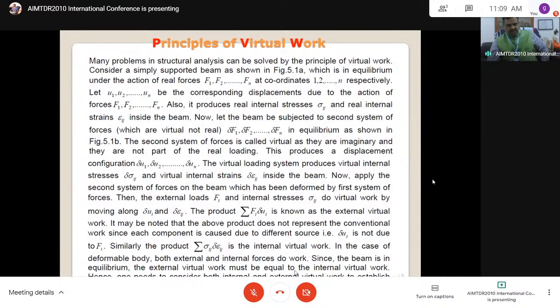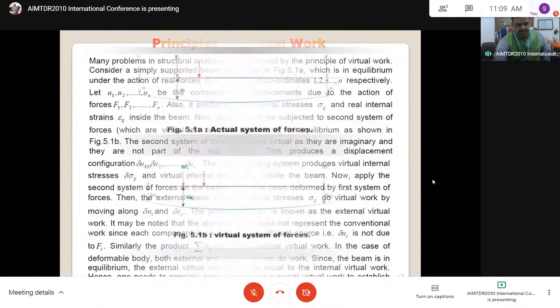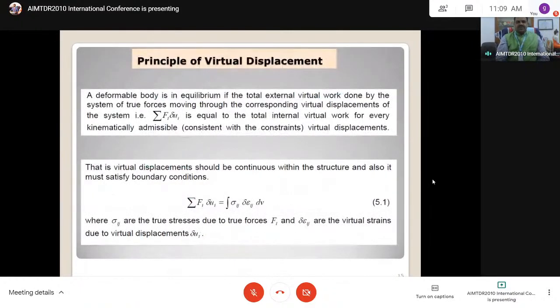Since the beam is in equilibrium, the external work done must be equal to the internal work done. Hence, one needs to consider both internal as well as external work done to establish the equations of equilibrium when the body is deformable. It is a deformable body, but we are assuming a rigid body. In that case, there is another part which we are not considering. But let us consider that part, virtual displacement. A deformable body is in equilibrium.